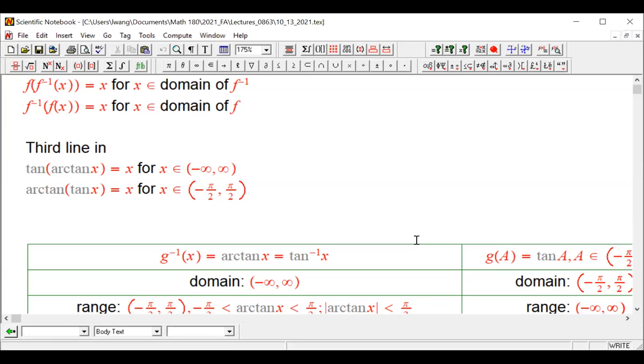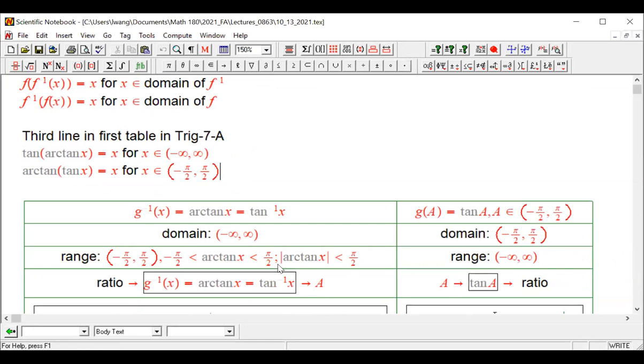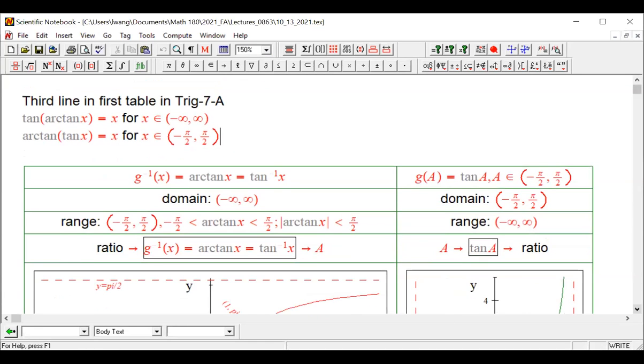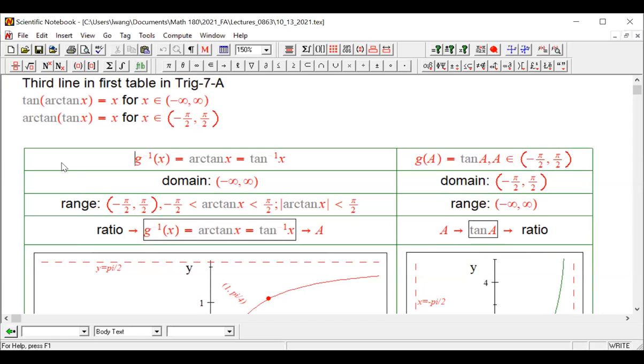In the first table in trig 7a. In trig 7a. Do you guys follow me? So all of these processes, I have explained to you. I hope you understand, so that you can use them properly. One more thing before we get to the exercise in that, okay?